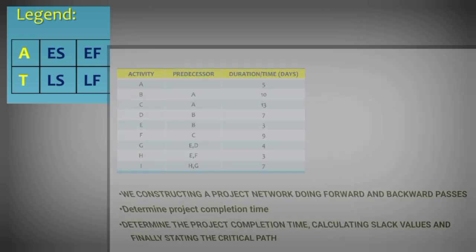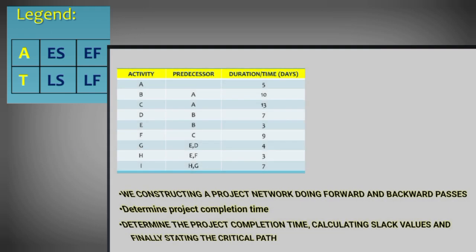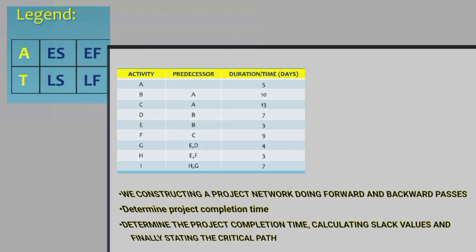Ito yung formula or guide na tinatawag natin para sa pagkuha ng critical path method. T is to represent the activity time. ES is the earliest start time. EF the earliest finish time. LS the latest start time. And LF the latest finish time. So yung magagamit natin yan para mapadali yung computation natin sa critical path method.